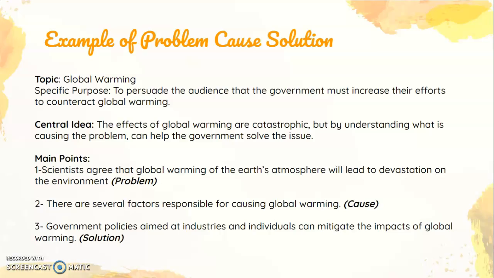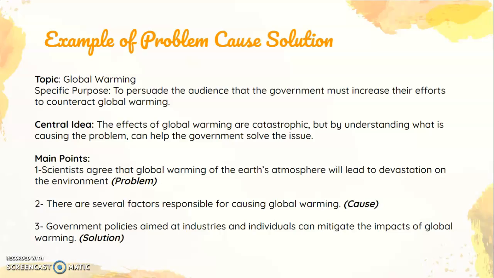So if we think of this as our outline for the speech, you have your three main points, but then you're going to have the research underneath each of those points to back up your claim. So my first main point is scientists agree that global warming of the Earth's atmosphere will lead to devastation on the environment. That right there is the problem. So that is what the whole problem of my speech is. Under that, I would give support that explains why this is a problem, how we got there.